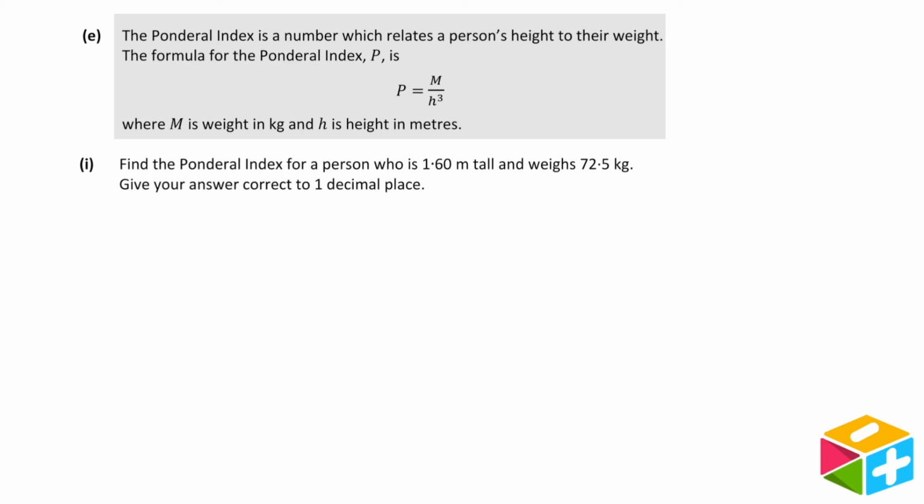The ponderal index is a number which relates a person's height to their weight. The formula for the ponderal index p is p is equal to m divided by h to the power of 3, where m is weight in kilograms and h is height in meters. In the first part of the question, we're asked to find the ponderal index for a person who is 1.60 meters tall and weighs 72.5 kilograms. And we must give our answer correct to one decimal place.